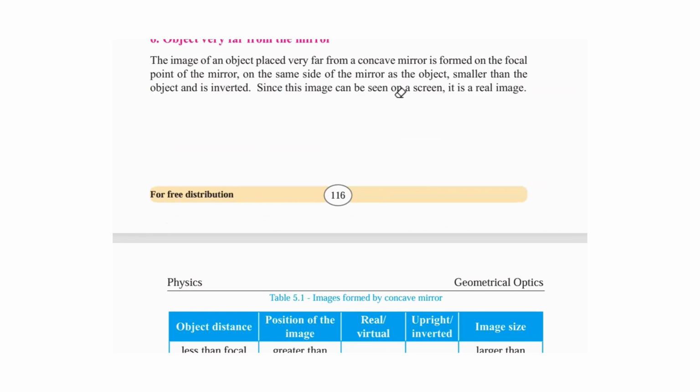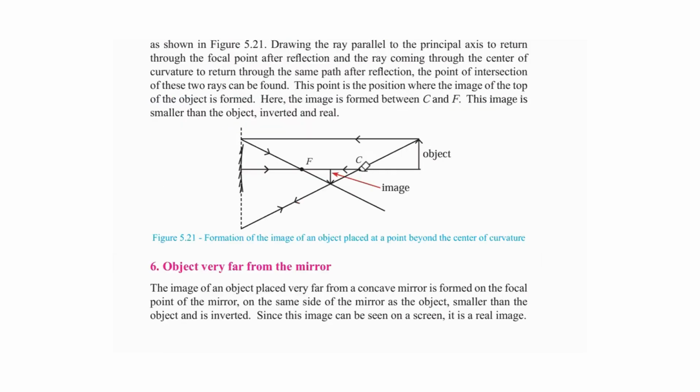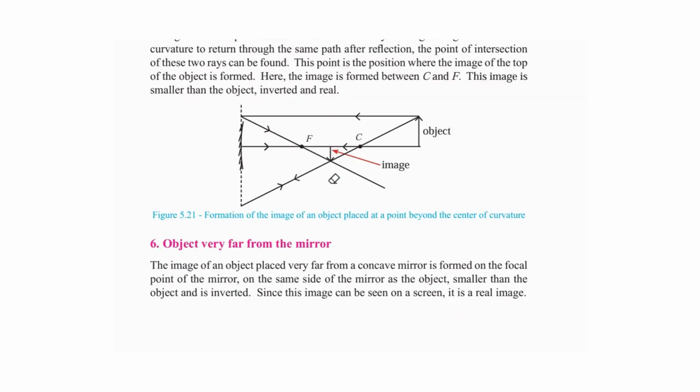Since this image can be seen on a screen, it's a real image. So you are going to get a smaller inverted image, another tiny object. When the object is beyond the center of curvature, you get a very tiny image, no? So if you move it further away, still you're going to get a very tiny image. Inverted, real, tiny image. Understood?